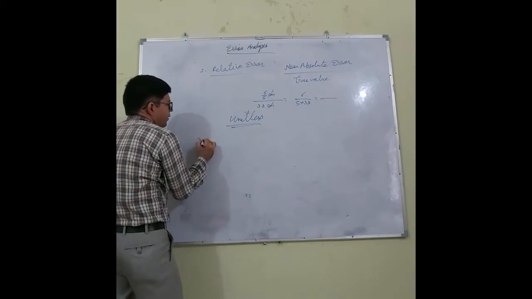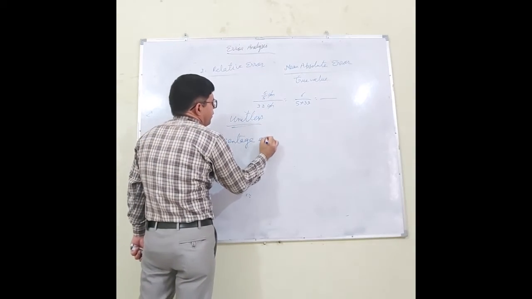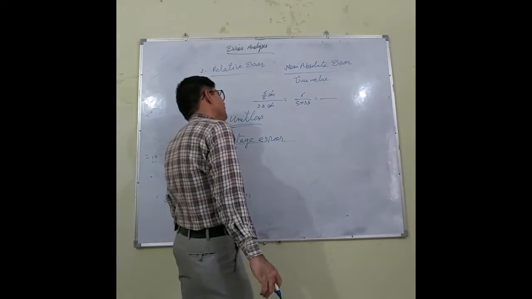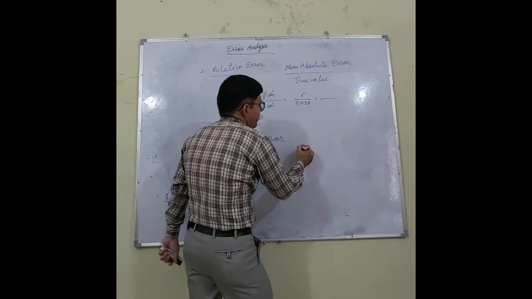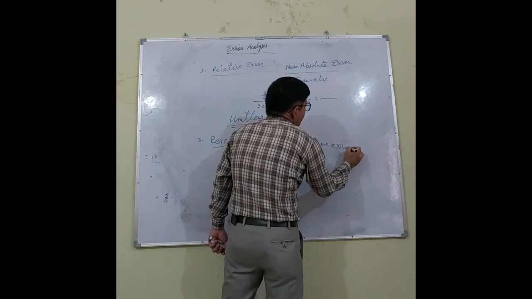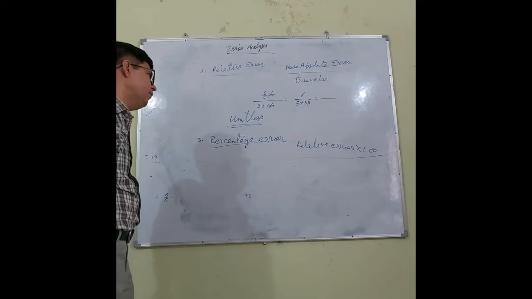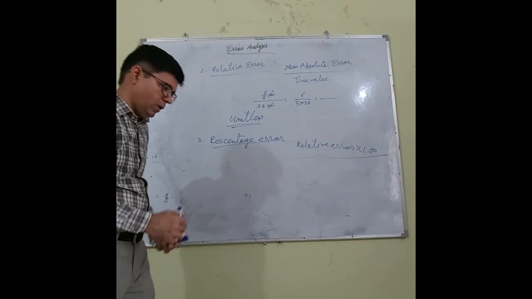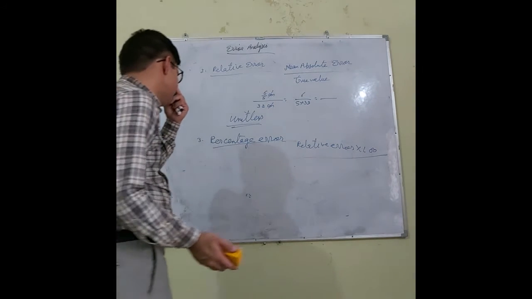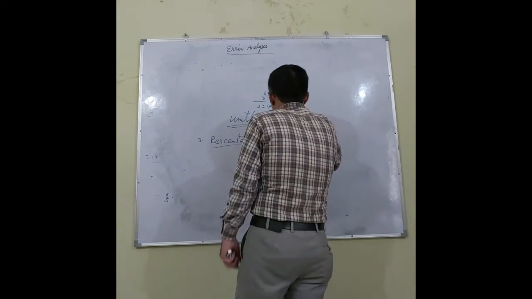Third is percentage error. What is percentage error? If I multiply relative error by 100, what will I get? I will get the percentage error. Okay, let's do a question on these concepts, and after that you will be able to understand this concept.